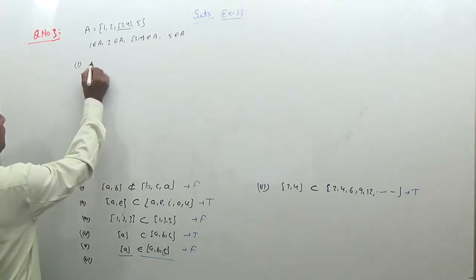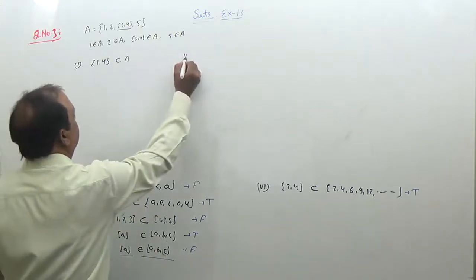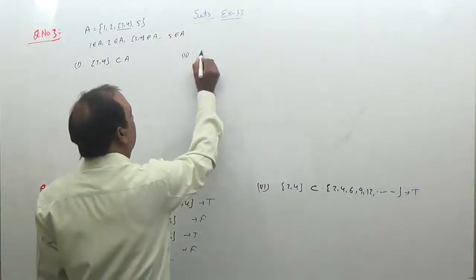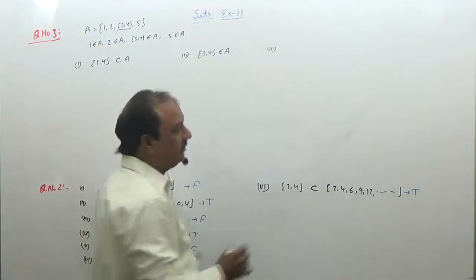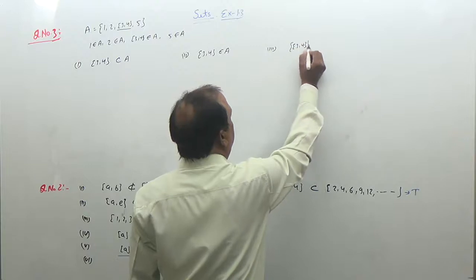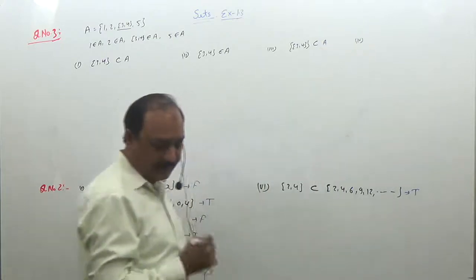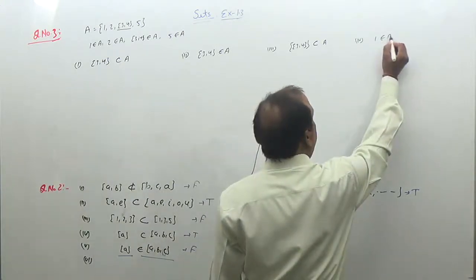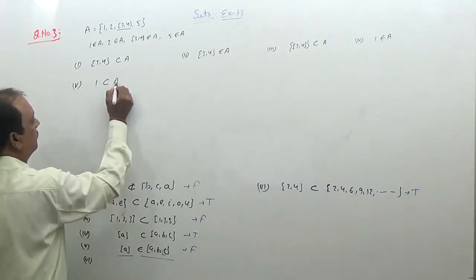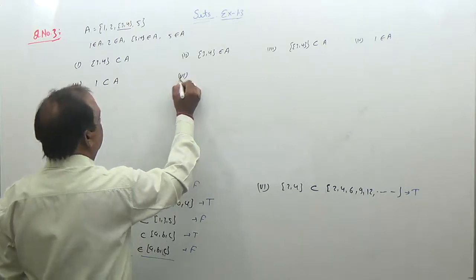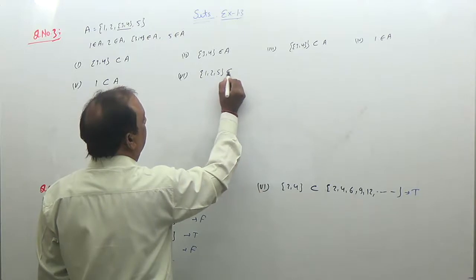So the first statement is: the set of elements 3, 4 belongs to A. Second is: the set of elements 3, 4 belongs to A. Third statement is: the set {3, 4} in double set brackets is a subset of A. And the fourth statement is: 1 belongs to A. Fifth statement is: 1 is a subset of A. And the next statement is: the set 1 to 5 is a subset of A.